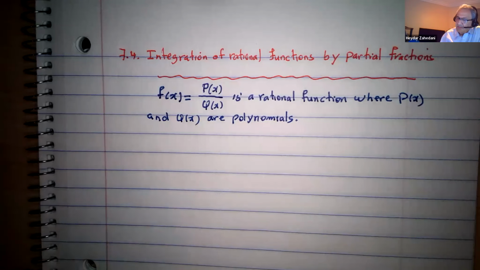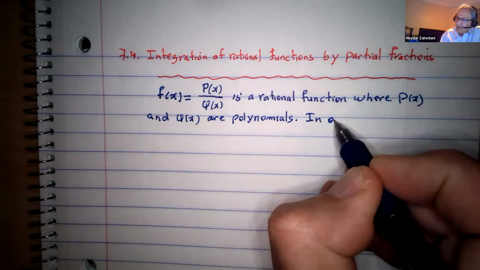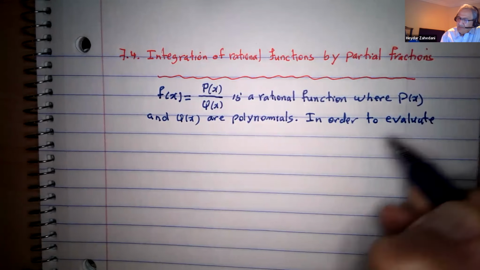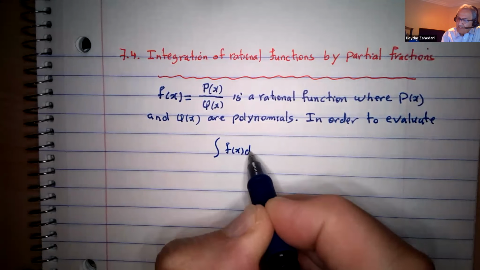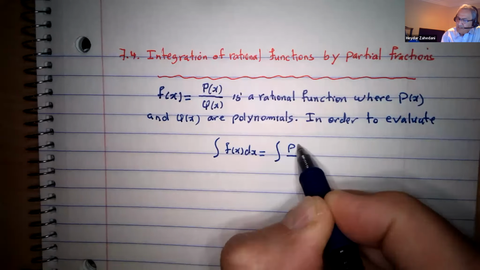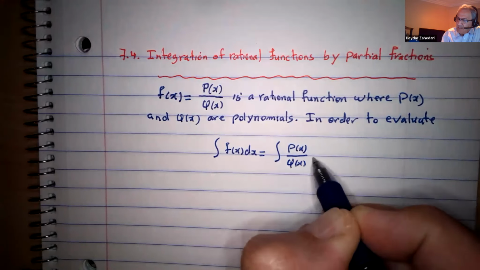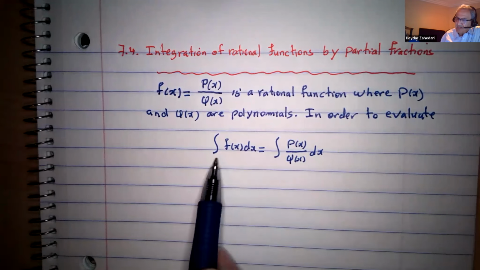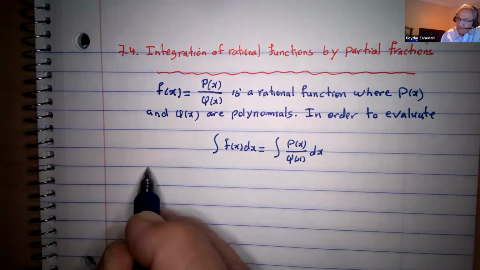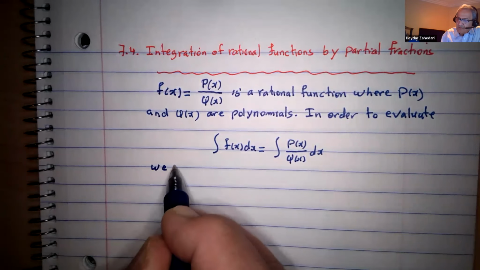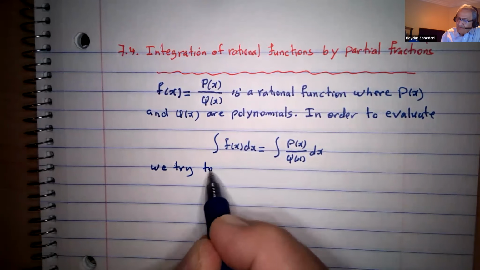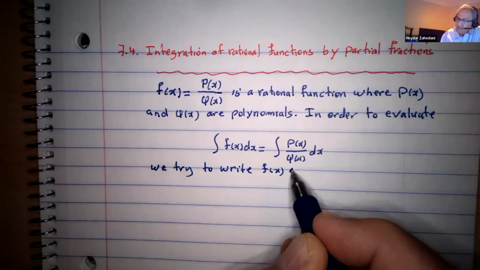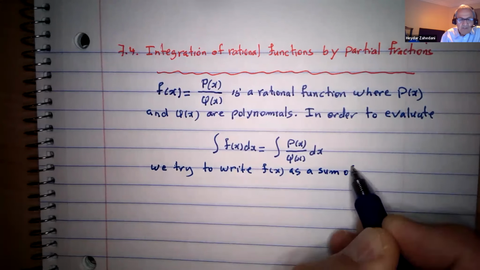Eventually this would be given to you and you want to integrate. So in order to evaluate the integral of f of x dx, which is the integral of p of x over q of x dx, the first thing is a general idea: we try to write f of x, that rational fraction, as a sum of partial fractions.